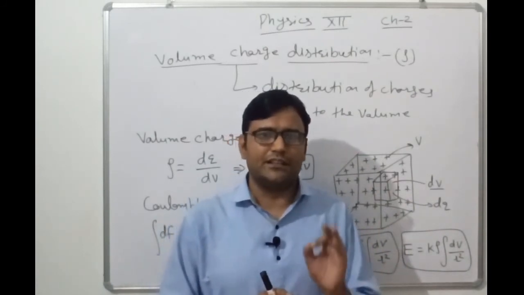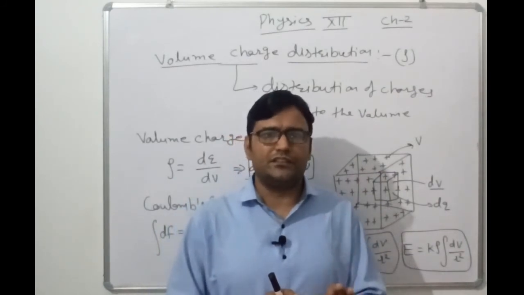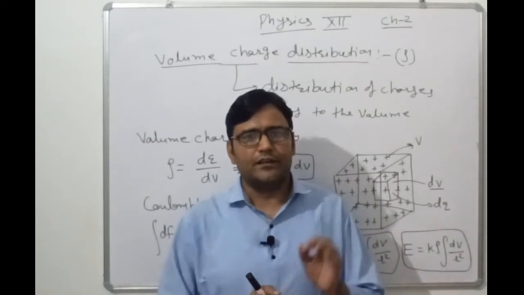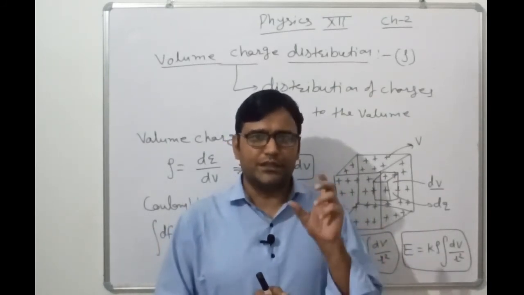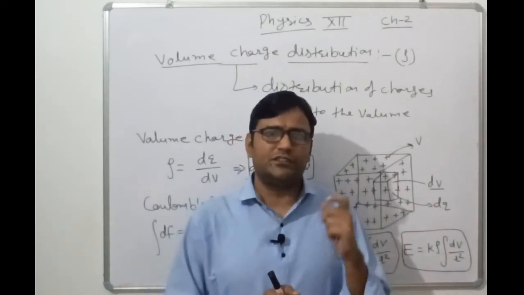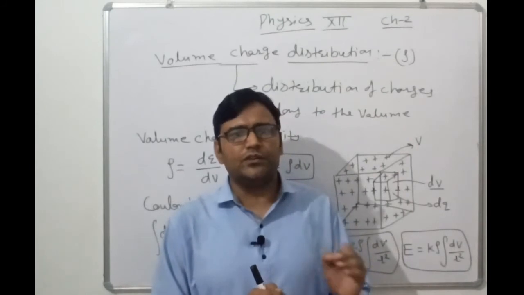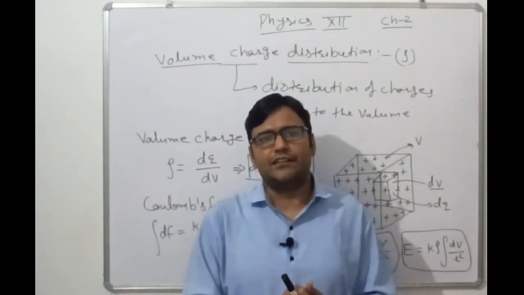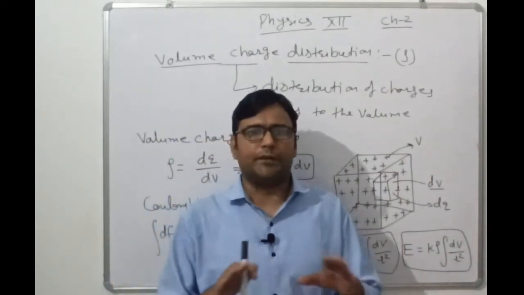And the third one is the volume charge distribution in terms of 3D representation. Here the volume charge density is rho, and rho is the charge per unit volume, dq upon dv. With the help of these formulations, we calculate dq, which is rho into dV, and this rho into dV is used to calculate the force as well as the electric field. Clear? This is the topic of today's class.